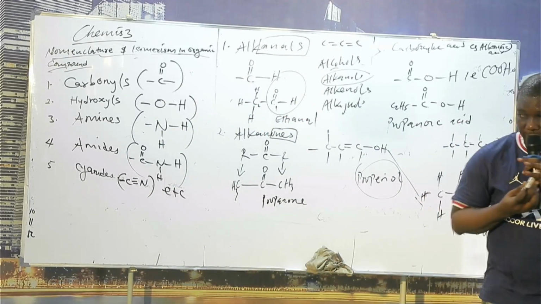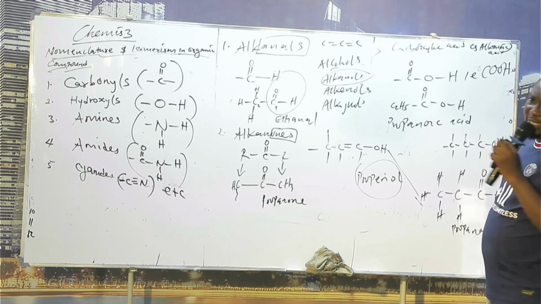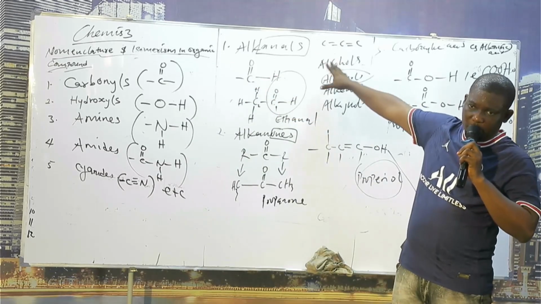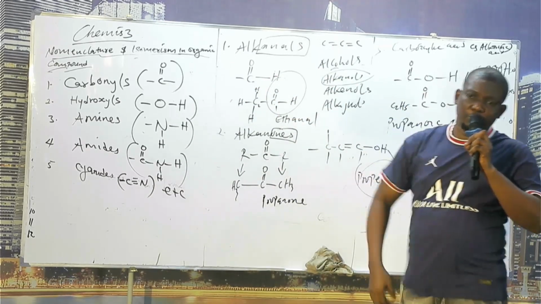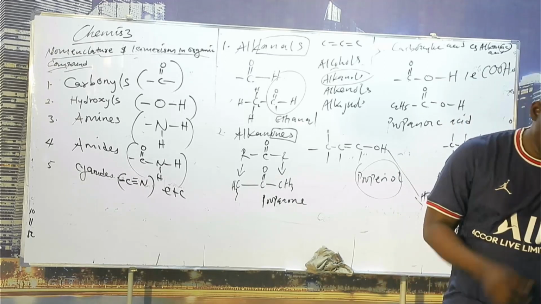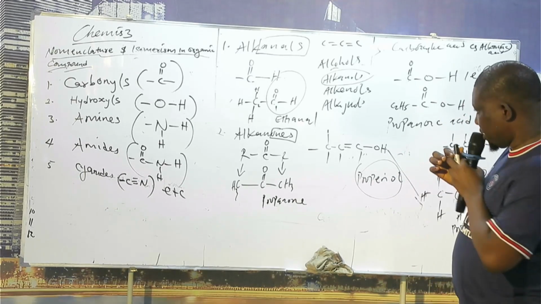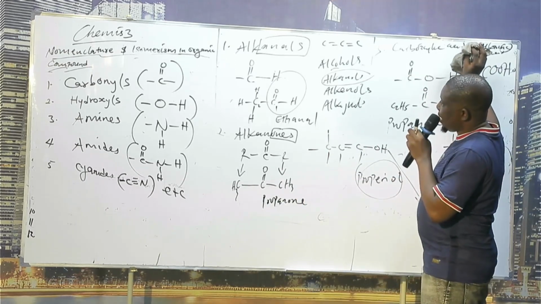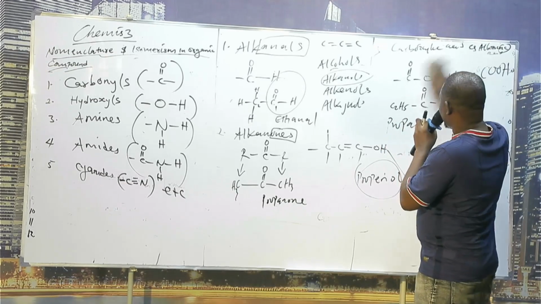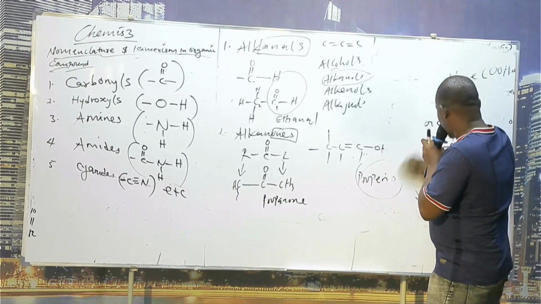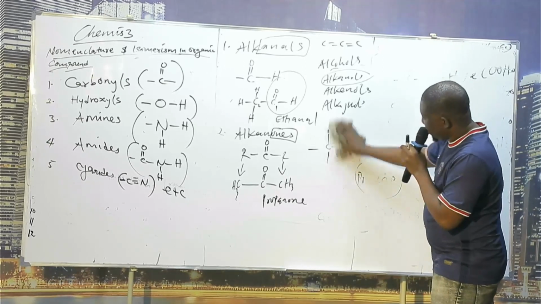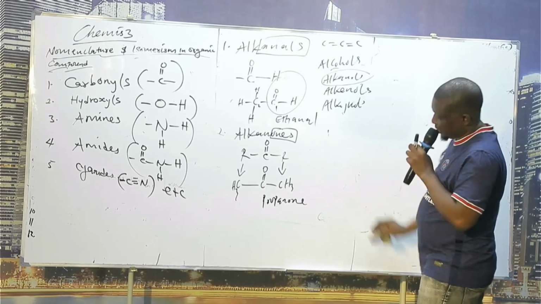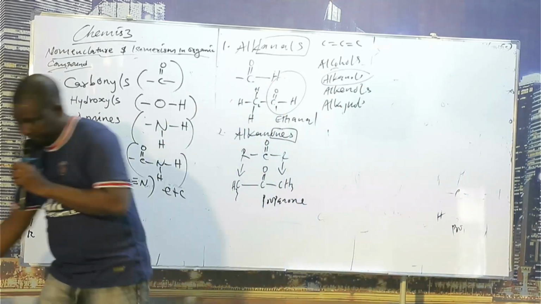Okay. Now, is there only one compound that has this carbonyl? Are there still more? Yes, there are still more. Number 4: esters or alkanoates. Esters or alkanoates.